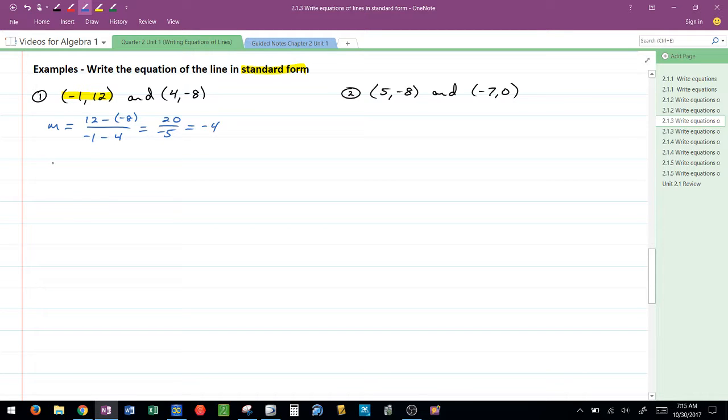All right. Plug it into point slope. Y minus 12 equals negative 4 times x minus negative 1. So I'm going to go ahead and write x plus 1. Distribute. y minus 12 equals negative 4x minus 4. Move the 12 by adding it.